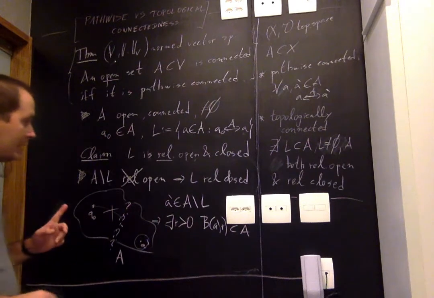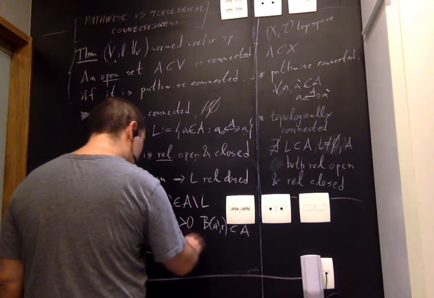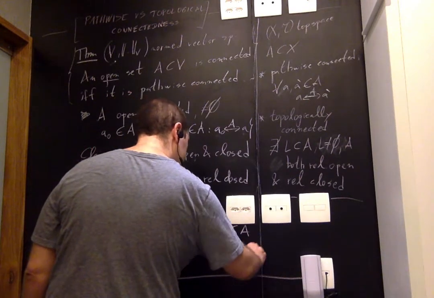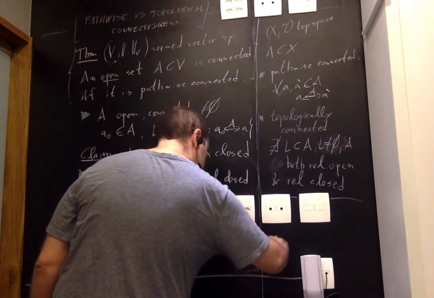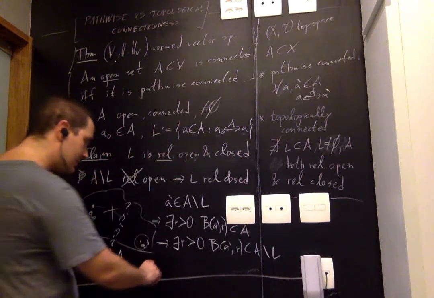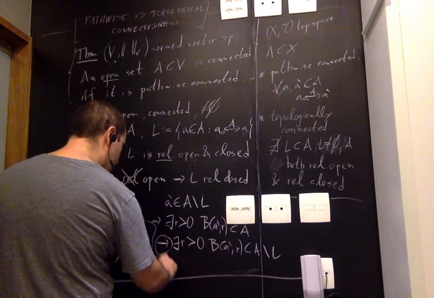And now I'm going to claim the following: that in fact, the same ball with the same R has to be contained in A minus L. And I'm going to prove this with a picture, right? So this is what I'm going to show right now.